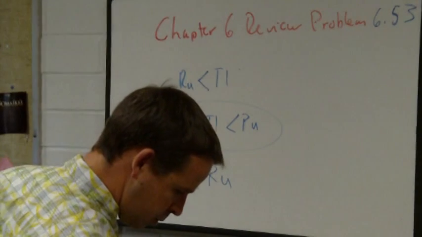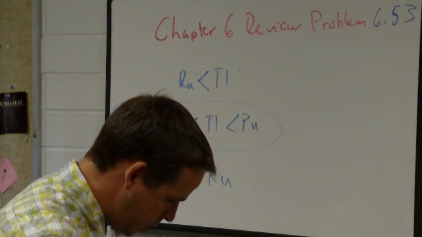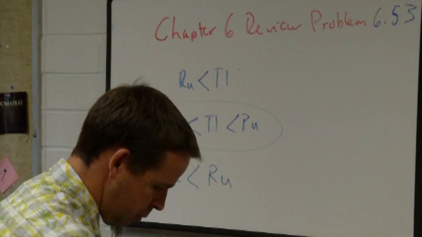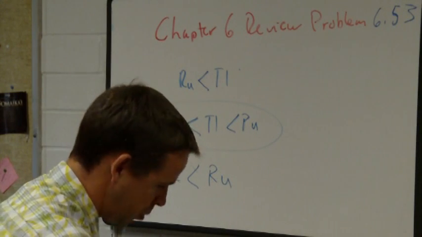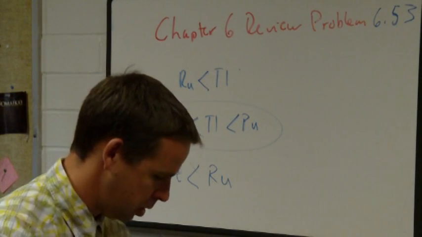Okay? So we can double check that in the back. 653. Platinum, ruthenium, thallium, plutonium. All right.